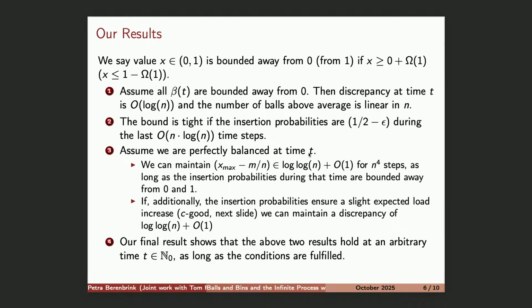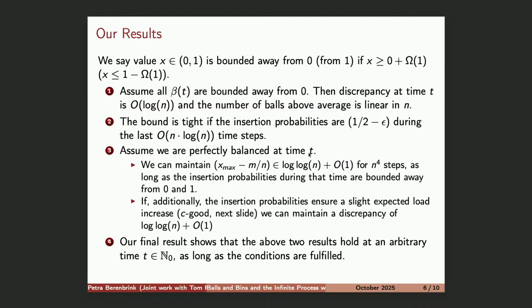So what we show are several results, and the way that I present them, not every result might be very interesting, but it follows the proof that we do in our paper. So our first result is, let's assume the beta of t are bounded away from 0. Then at any point of time, the discrepancy is order of log n.